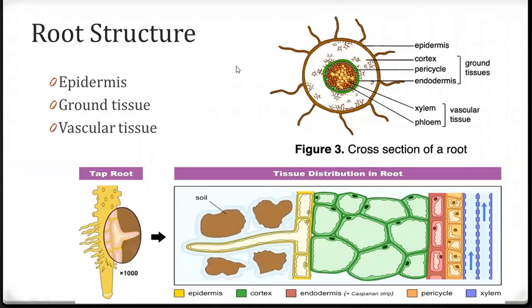In terms of root structure, you have the epidermis, which is like the outer layer. Your ground tissue is the middle layer, and then vascular tissue is the innermost layer. So in your diagram, in your notes, you're going to be labeling the epidermis. These three things make up the ground tissue, and these two things make up the vascular tissue, which we'll talk about in a little bit.